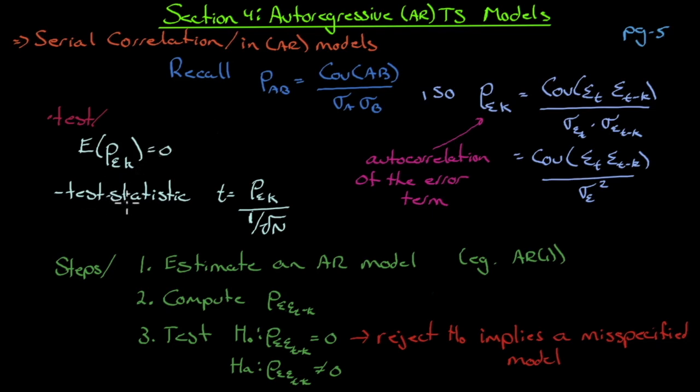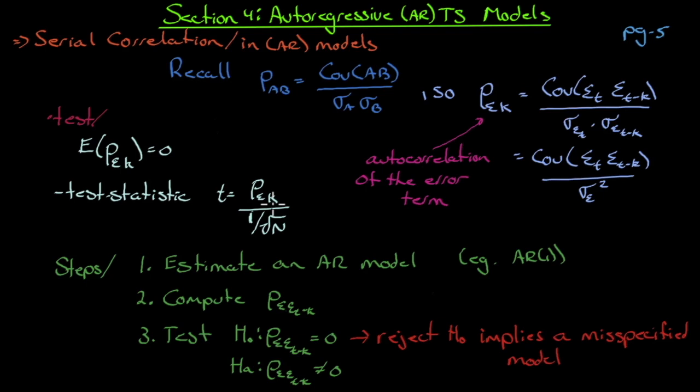And our test statistic is, we take whatever value of the autocorrelation that we arrived at, and we divide it by the standard error, which is 1 over root n, n being the number of observations in our time series. So the output we're going to get from a regression run will give us the autocorrelation, the standard error, and the t-statistic for this, and we just have to compare it against some critical value.